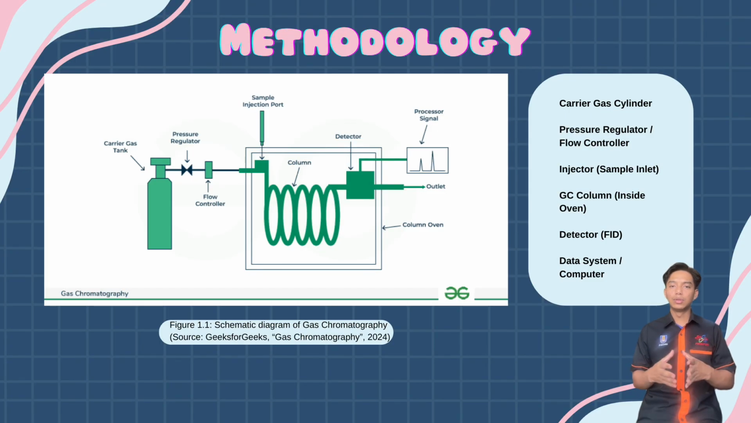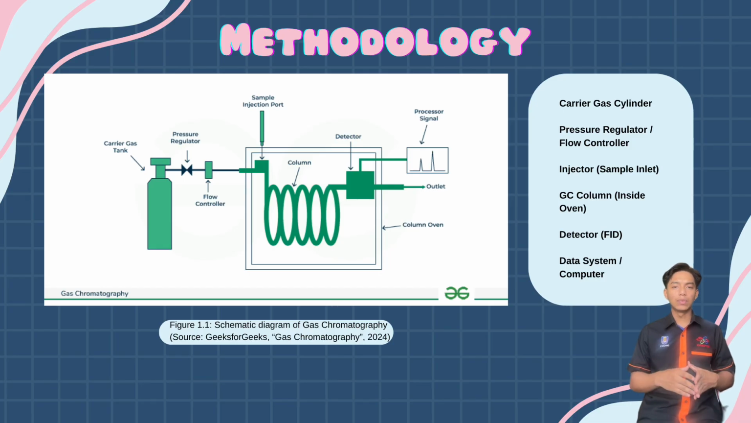For our methodology, we use gas chromatography or GC. This diagram shows how the GC system works and the main components involved. First, the carrier gas cylinder supplies the gas that carries the sample through the system. The pressure regulator and flow controller control the gas pressure and flow rate. The sample is then introduced through the injector where it is vaporized before entering the column.